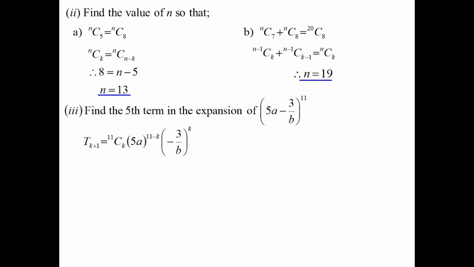But 11ck in this case, the minus 3 on b, so it's the second term, I always put to the k, and then the two powers have got to add together to give 11, so the power of 5a must be 11 minus k. So there's my general term. We want to find the fifth term, so in my notation that must be when k is equal to 4.